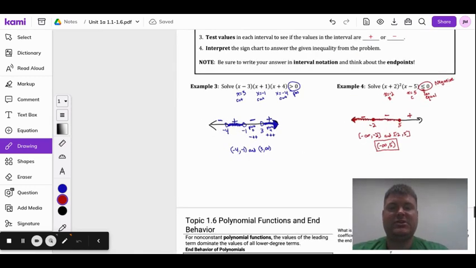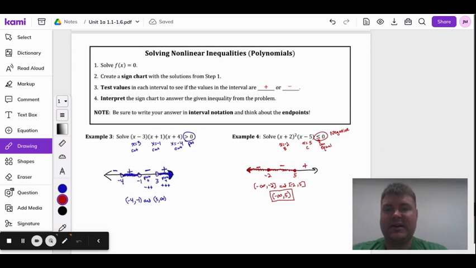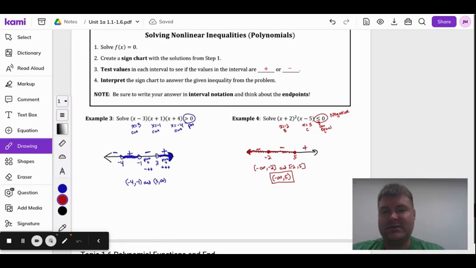All right, and that finishes up our solving nonlinear inequalities for polynomials. Finally, 1.5 is now over.